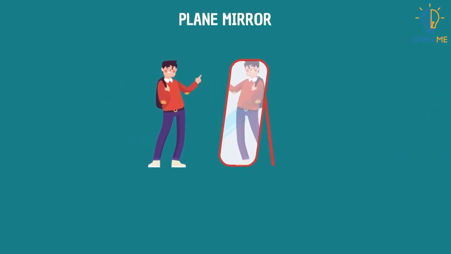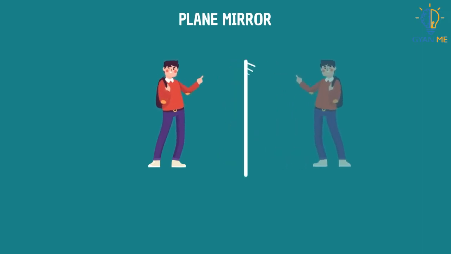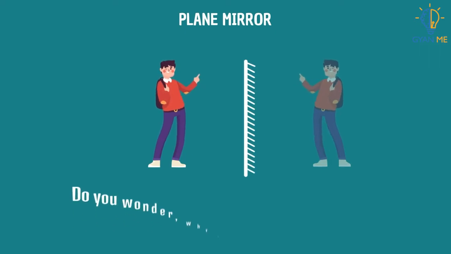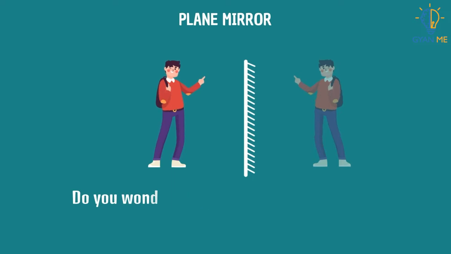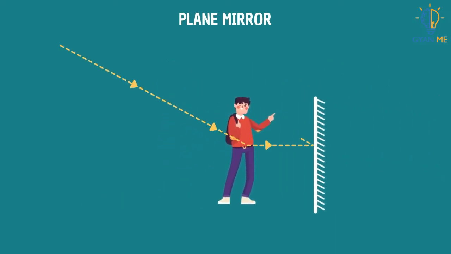Exactly, it's a plane mirror. So let's consider this plane mirror. See yourself in it. What you see? Your image, of course. Do you wonder why do we see our image? Yes, you know it's because of reflection of the light.